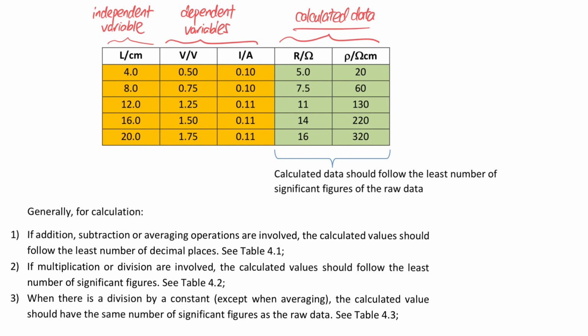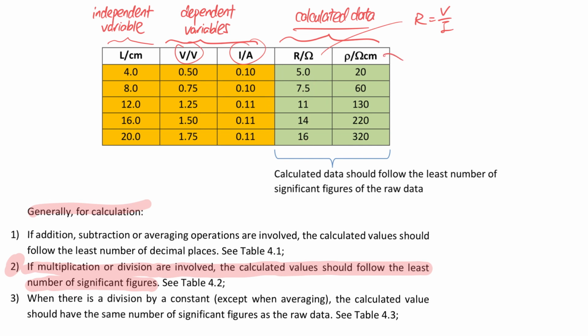Next, let's talk about calculated data here. For example, R, as you know, is actually V over I. You're taking the V value divided by the I value. Now, in general, if multiplication or division are involved, the calculated value should follow the least number of significant figures. So if you look at the V and I, all these are 2 sig fig. This is 3 sig fig, but of course you just follow the least. So the least is 2 sig fig. When you take V divided by I, 0.50 divided by 0.10, the answer you should leave in 2 sig fig and be consistent.